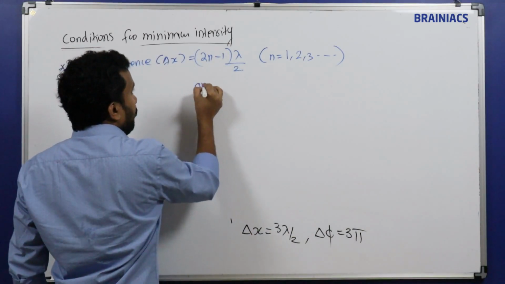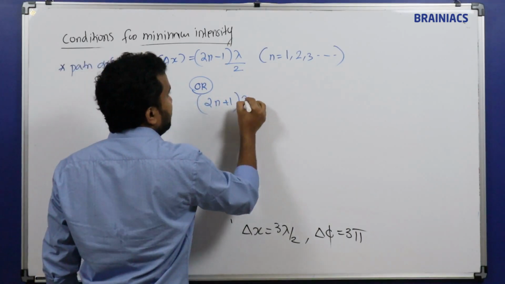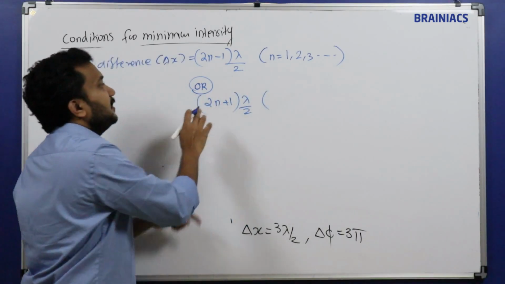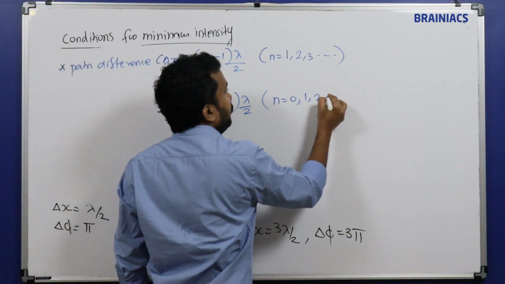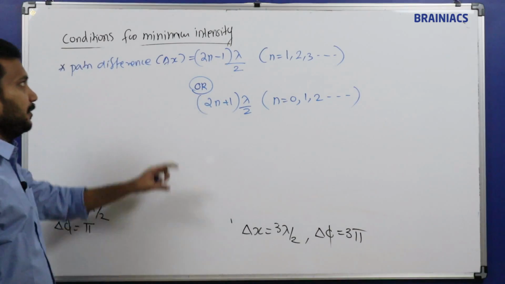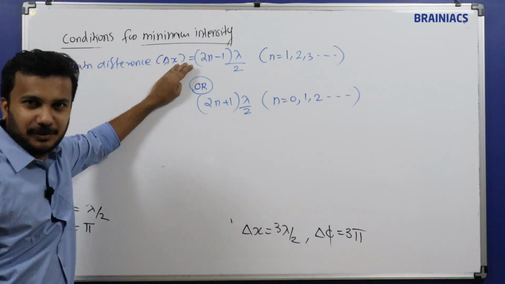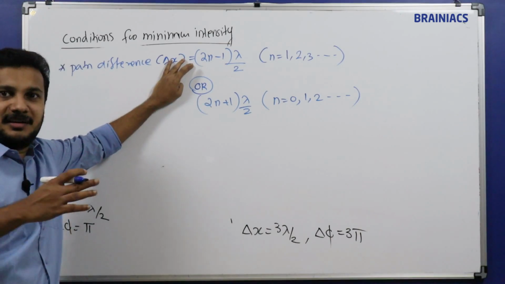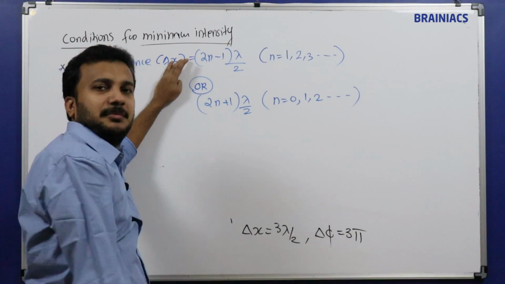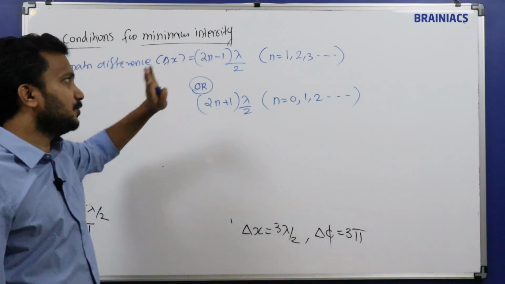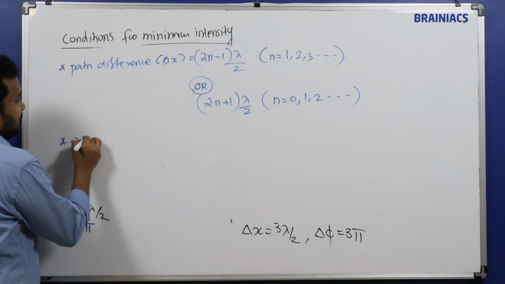Now in another case, some people will write the formula like this in some reference textbook, lambda by 2. In this case you can substitute n starting from 0, 1, 2, etc. Like this it will go. So you can use any formula. Normally I use the first one. Okay, because constructive I will always remember n starts with 0, destructive I will remember n starts with 1, and then I will use the first formula. It's up to you, you can use anything. Next one, the phase difference is how much?